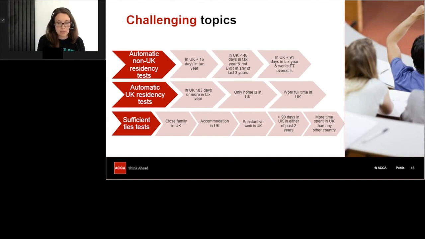In the last 2 tax years, in either year, have they spent more than 90 days in the UK, or do they spend more time in the UK than they do anywhere else? And you're going to go through all 5 of those and count up how many apply. And then you'll go and look at what's in the tax tables. So you do have a lot to memorise, but it's really important that you do it in that strict order. And don't try and leap straight into an automatic UK residence test, because that's where you're going to make mistakes.